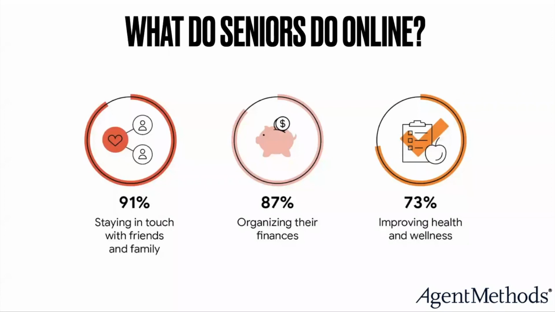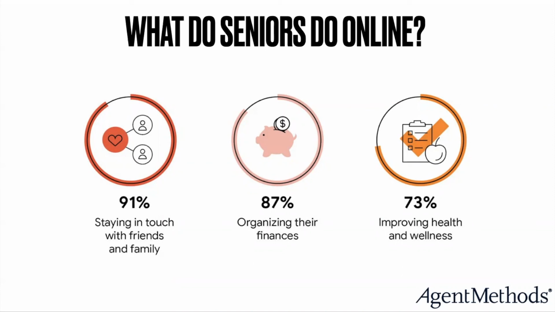Some more data from Google, Think with Google. So seniors online, what do they do? This is a breakdown of the big things they do. So 91% of them stay in touch with friends and family. And that makes sense, right? They're on Facebook, they're looking at photos of grandkids or vacations, or just keeping in touch with people, maybe email, other social networks.